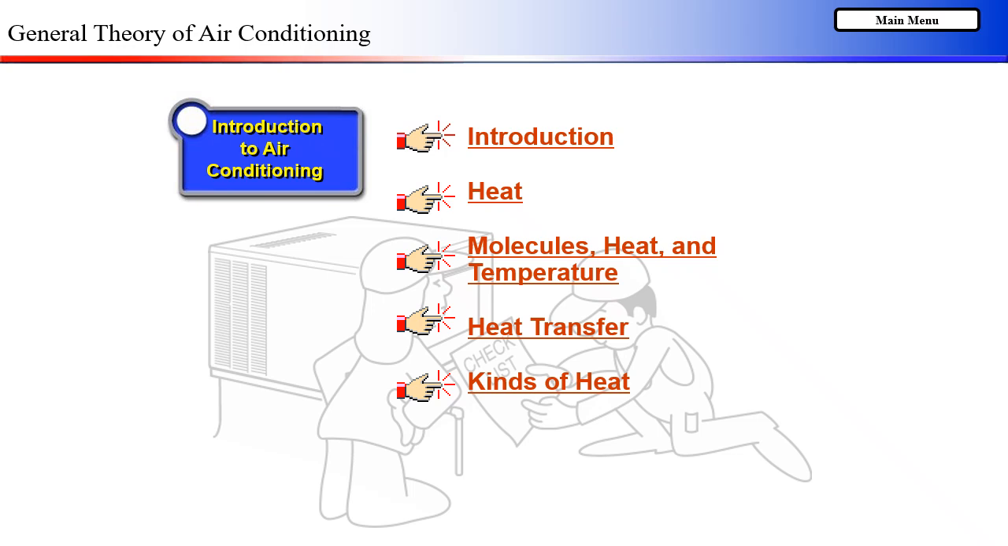Next, we will examine the different methods of heat transfer, including conduction, convection, and radiation, and how these processes affect system performance. Finally, we will study the kinds of heat, such as sensible heat and latent heat, and understand how each type plays a critical role in the design and operation of air conditioning systems. By the end of this lesson, you will have a strong conceptual foundation for all future HVAC topics.